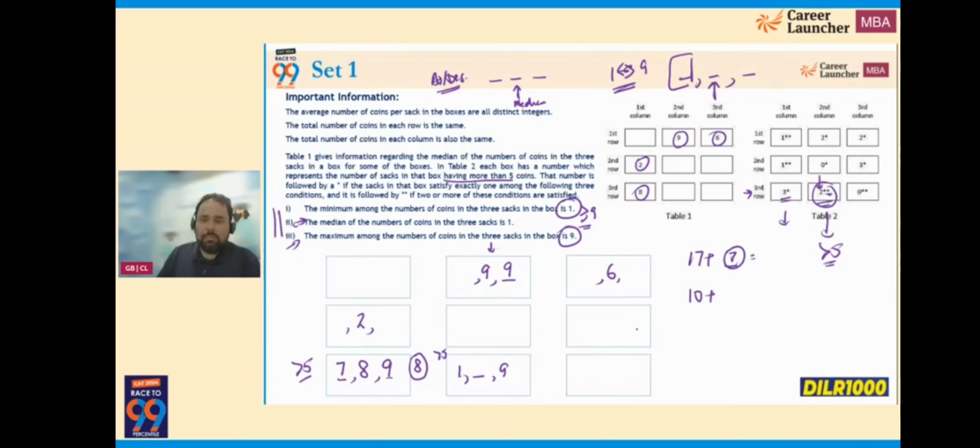10 plus 7 is not divisible by 3. 10 plus 8 is divisible by 3, that is 18. So 18 हो गया. This number is 6. I hope we are clear till here. ठीक है? Next, let's come to this part.